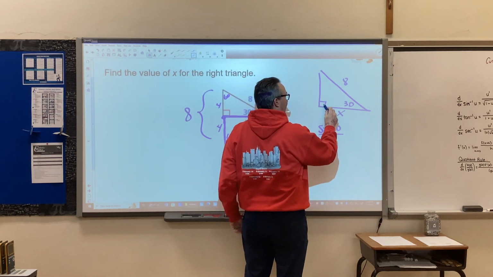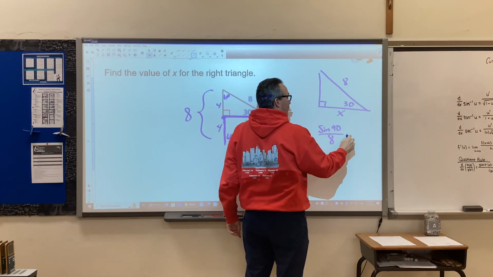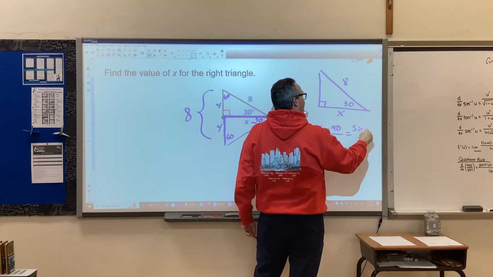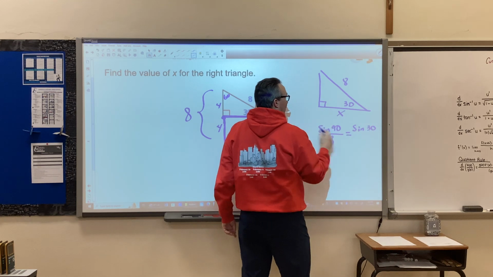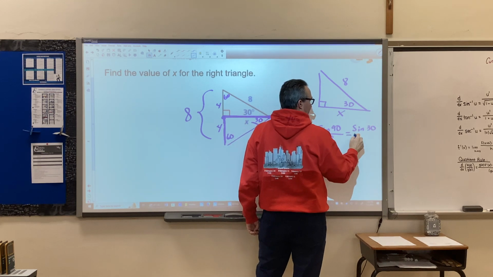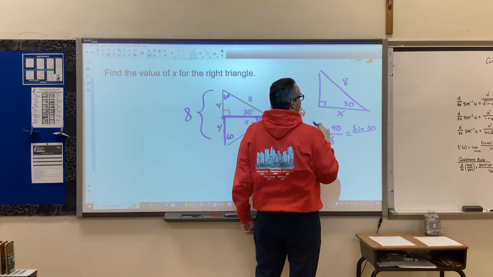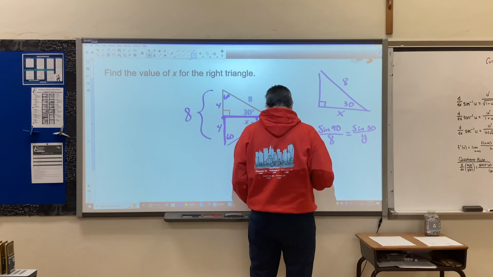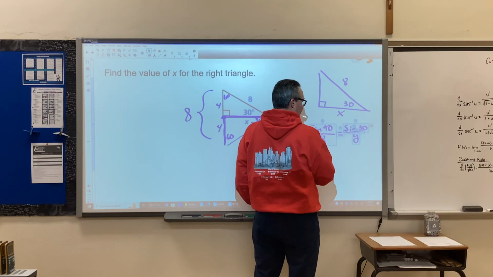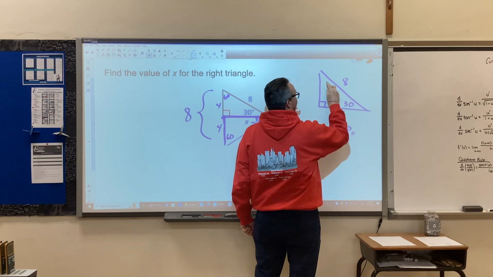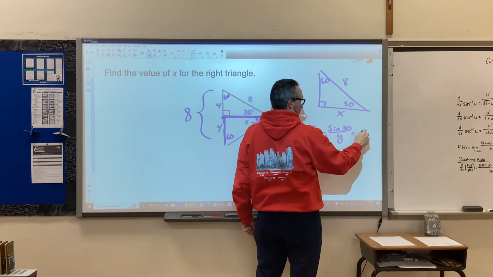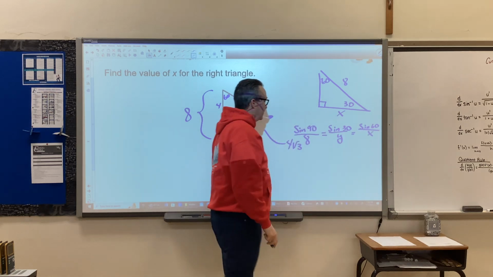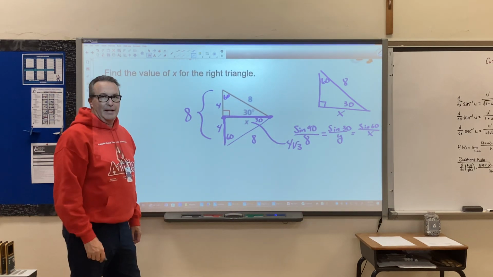The sine of an angle over the side across from it, the sine of an angle over the side across from it. I'll call it y. And that also equals the sine of this angle, of course it's 60 because it's a 30, 60, 90 right triangle, over the side across from it.